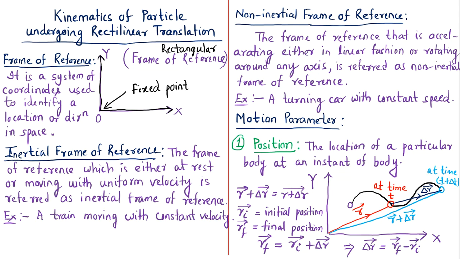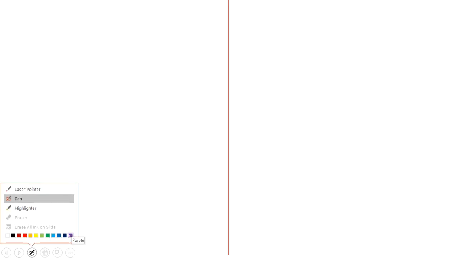Clear? Got it? Okay, so this delta r can be referred to as the displacement of that particular body with respect to the fixed point. Got it? Okay, so this is all about your position. Next point is what? Second point is all about displacement. Once position is over, next we'll go for displacement.